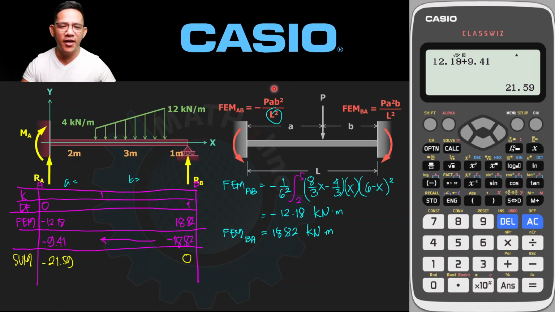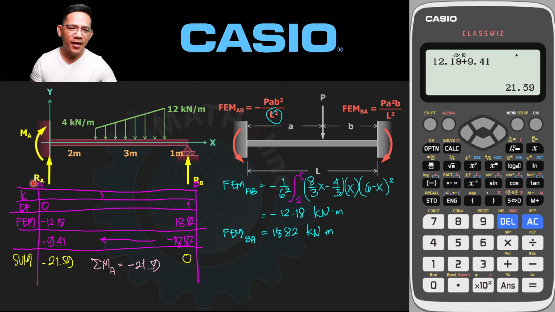So we can solve now the reactions at A and B if we already have the moment. So for the reaction at B first, of course, summation of moment at A. We are going to use summation of moment at A. This is not 0. This is negative 21.59. We can solve for RB because RA cannot produce a moment at A. This force cannot contribute to the moment at A. Only the RB. Okay?